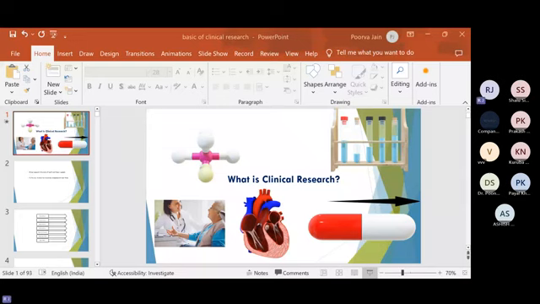So in the next slides, we'll try to understand the proper method to determine the safety and effectiveness of medication, device, diagnostic procedure, or surgical procedures. Okay. So to determine the safety and efficacy of any treatment, we run the experiment. Those experiments are called clinical trial.